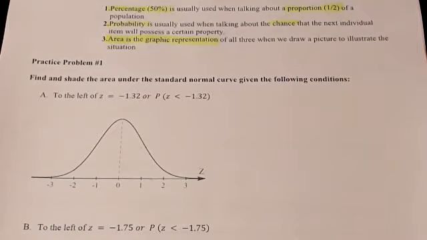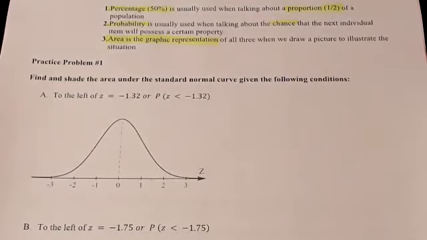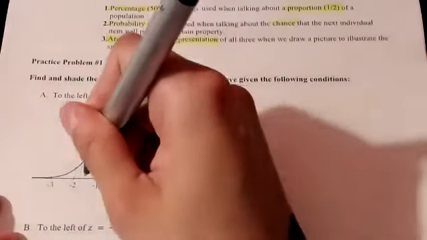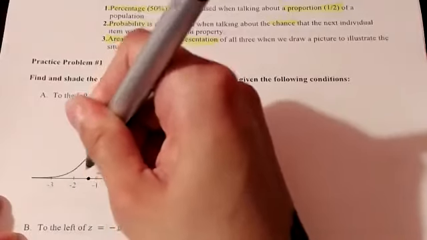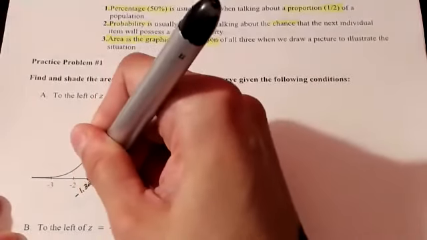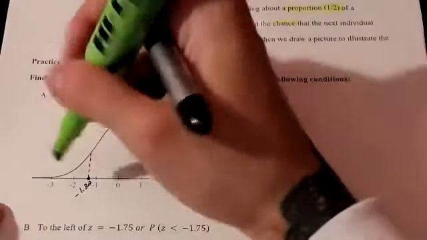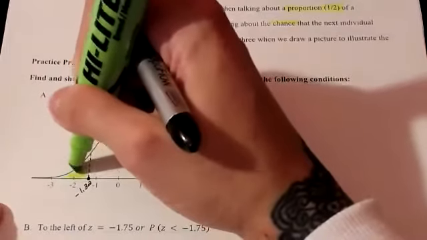We want to find the area to the left of a z-score of negative 1.32. So the first thing we're going to do is plot the point negative 1.32, which is probably about here. And we're going to draw a dotted line up. We can label that point negative 1.32. And we want the area to the left. So you can use a different color, your pen, your pencil, or a marker, whatever you'd like to use. I'm going to use my highlighter to fill in the shaded region. So we simply shade in that region.